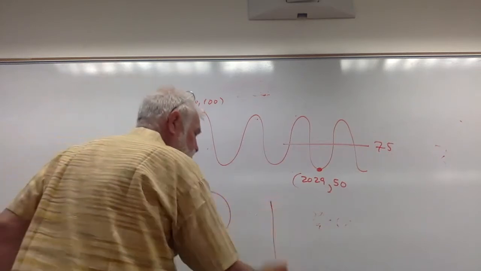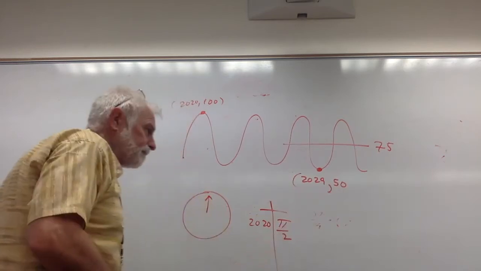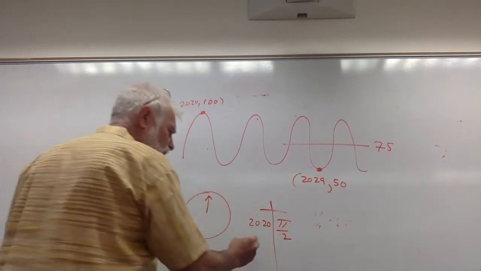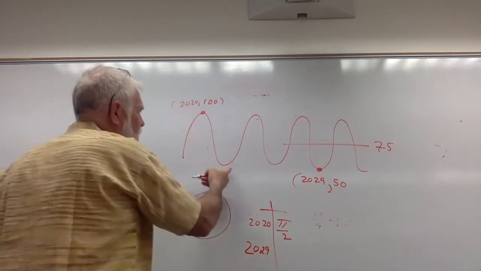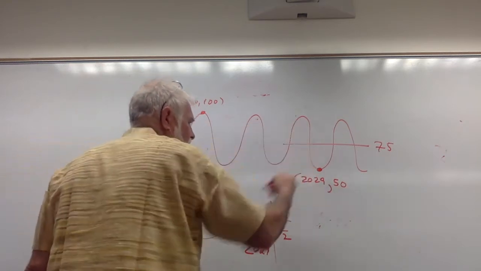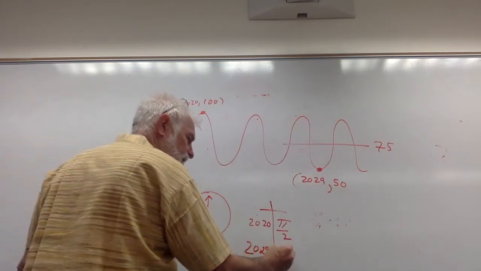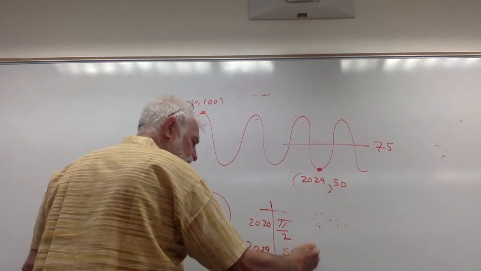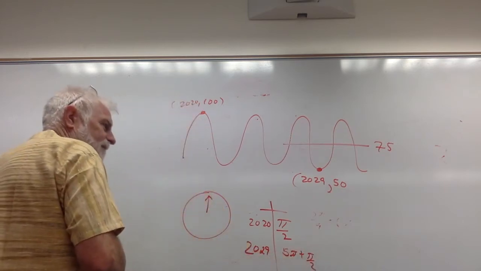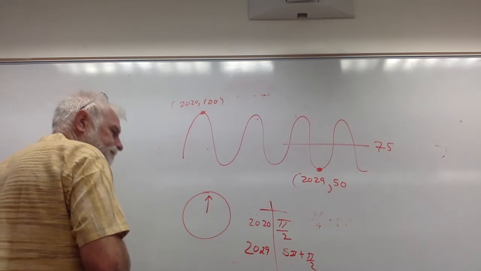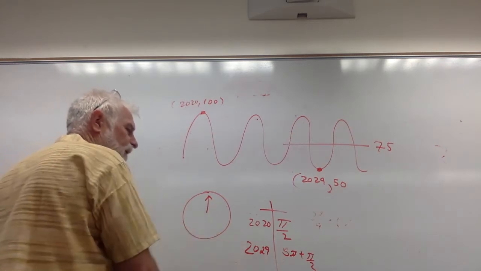So I want 2020 to correspond to pi over 2 on the sine function. And I want 2029. Well, let's see how far we go. We go 1 pi, 2 pi, 3 pi, 4 pi, 5 pi. I've got 5 pi units of change. That must mean that this is 5 pi plus pi over 2. Yep, so 9 pi. Yep, 5 pi plus pi over 2, when I put 2029 in.